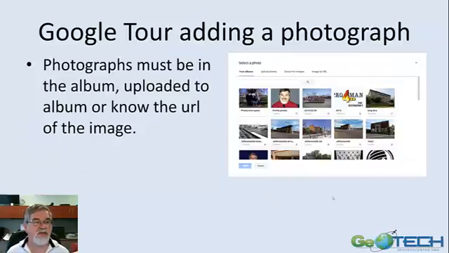Your photographs must be in an album and uploaded. You can upload into this album, and if you know the URL of a photograph, you can search for it by URL also. So you have to have these photographs here, and this is just one of my albums that I opened up here. So you can upload photographs, and you can find photographs by the URL, but you need to be able to get this information here. You cannot have images on your local computer that's going to work for you.